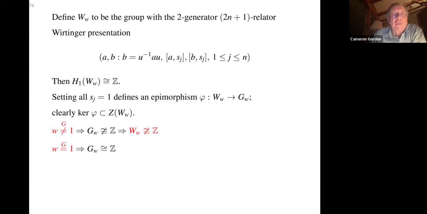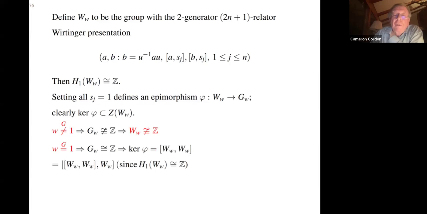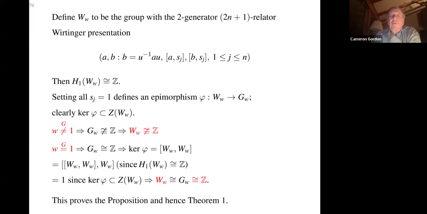On the other hand, if the word is 1 in G, then G sub W is Z. And that implies that the kernel of phi is just the commutator subgroup of W sub W. But because the first homology of W sub W is Z, that means that the lower central series stabilizes immediately at the second term. So the commutator subgroup is actually the next term in the lower central series. But that's clearly 1 because the kernel of phi is central. And so we conclude, in fact, that the kernel of phi is trivial. And so W sub W is also isomorphic to Z. So that proves our proposition.